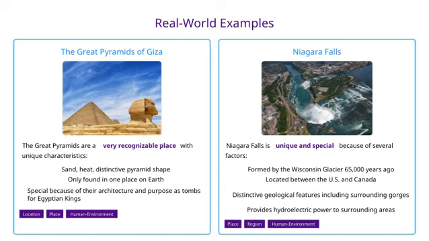Plus, it plays a crucial role in providing hydroelectric power to nearby areas, showing how humans harness natural features for practical uses. When we think about place, region, and human-environment interactions, Niagara Falls exemplifies how natural forces and human activity intersect. So, as you see, both the pyramids and Niagara Falls are perfect examples of how geography themes help us understand what makes these sites unique and important in the world. And now, I challenge you. Can you identify which themes of geography apply to your favorite landmark or natural wonder?